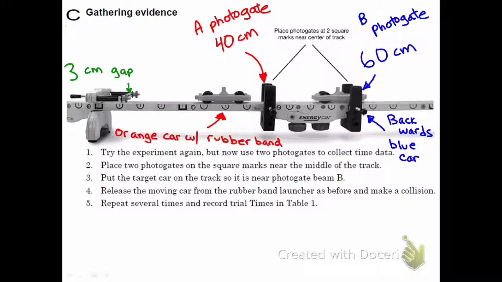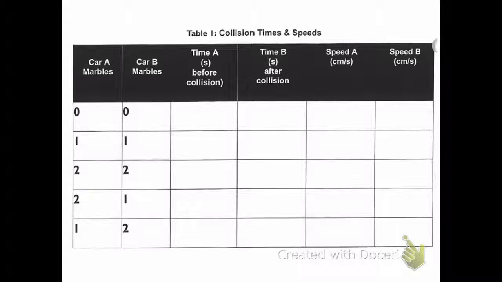First, a little reminder, this was the lab where we had the flat track and a stationary car and then another car slam into it. So the orange car with the rubber band goes through the photo gate and the blue car gets run into, and there's a transfer of momentum. So I'm going to do the calculations for just the first scenario with the 0, 0. The orange car is going to be car A and the blue car is car B.